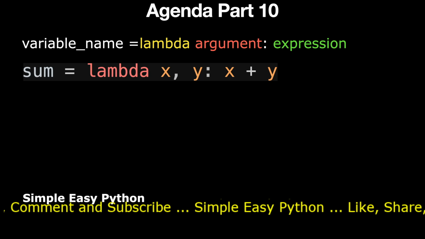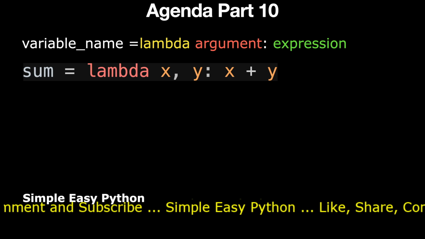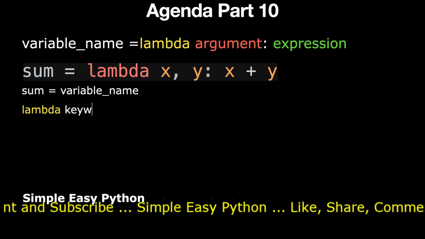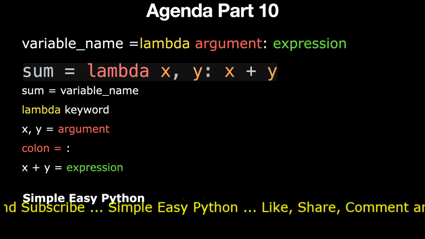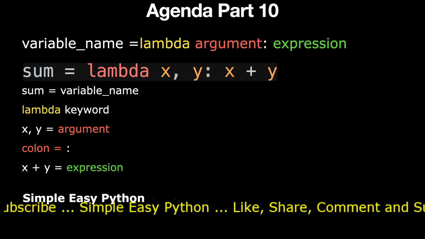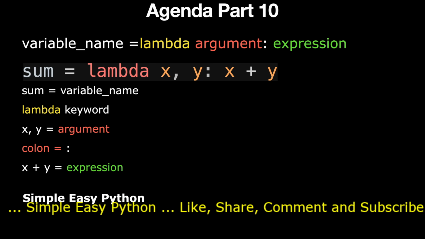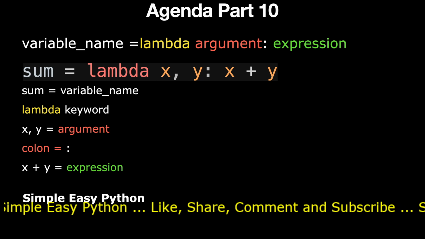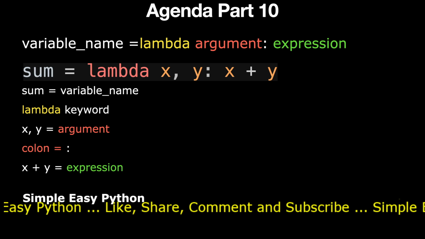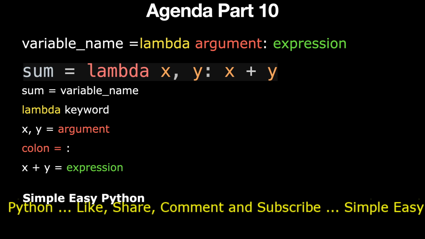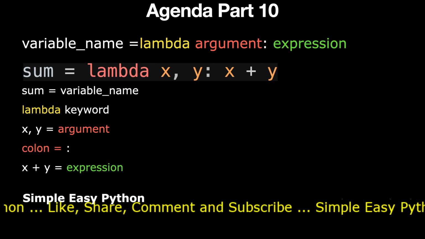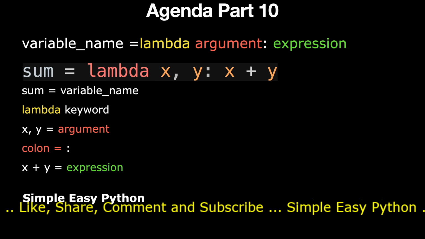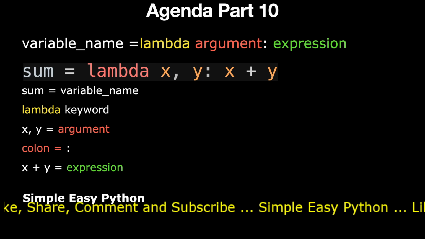This was the function that I had written in VS Code. So sum here is the variable name, lambda is the keyword, x and y are our arguments or parameters. Then we are putting a colon, and x plus y is our expression. It can have one expression, but it can take any number of arguments. It can have one single argument also, or it can have multiple arguments.